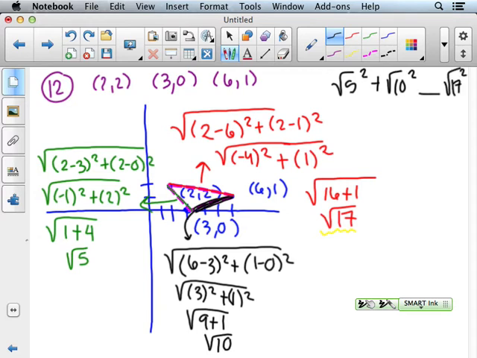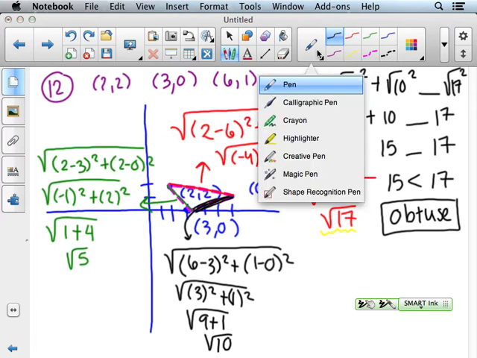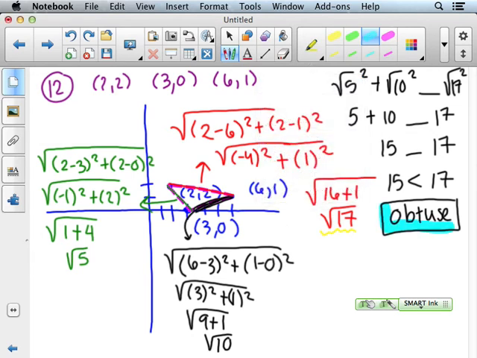Well, remember, a squared and a square root cancel, so we get 5 plus 10, and then something 17, so we get 15, 17. Well, 15 is less than 17, so this turns out to be obtuse. If it had equaled, it would have been right. And if the left was bigger than the right, it would have been an acute triangle. So there's our final answer. Obtuse.